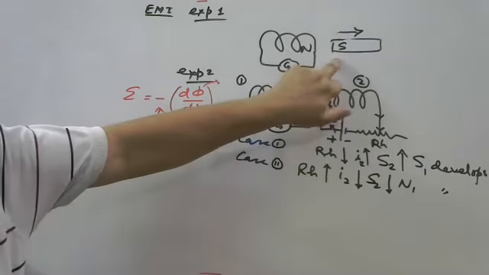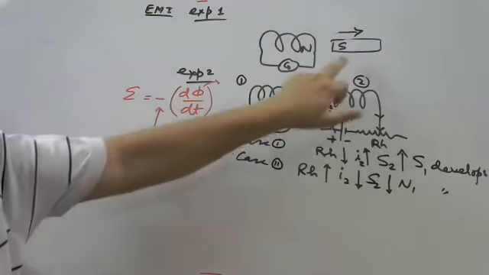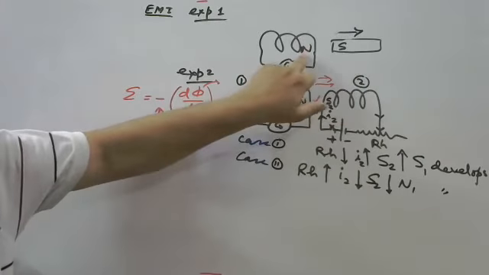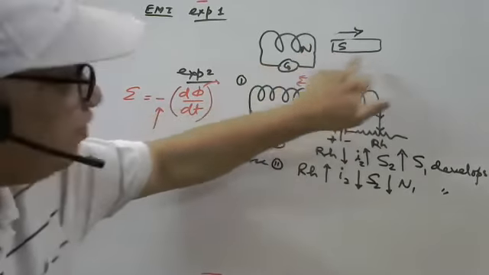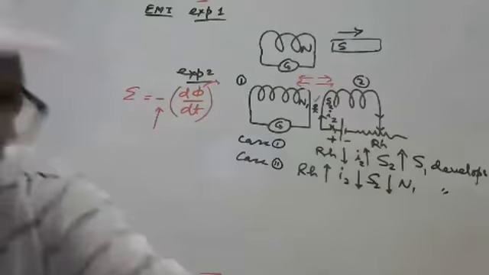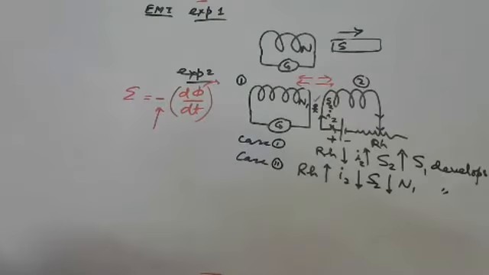Say here, the south pole is coming closer. It means the south pole is becoming stronger, so south pole develops. If it is moving away, it is weaker, so north pole develops. Action is always opposed. This is the Lenz law. We will discuss many cases.